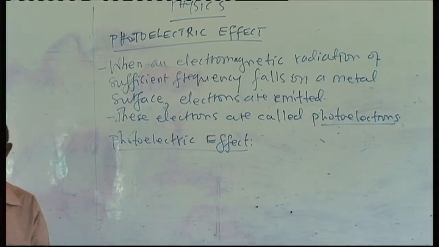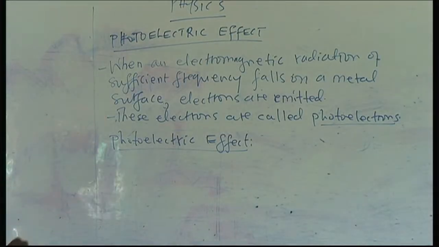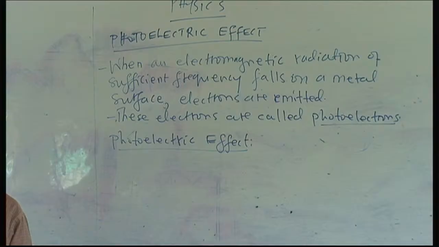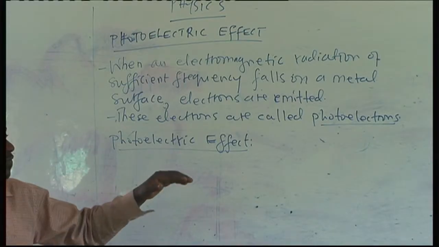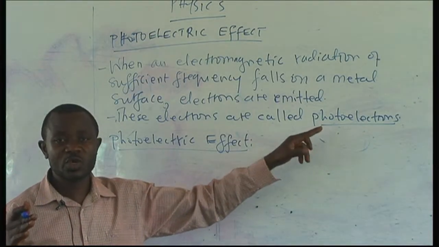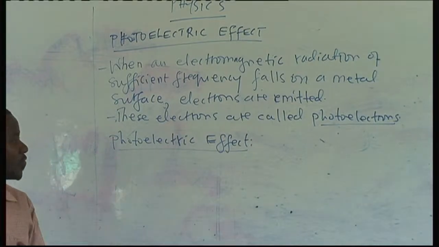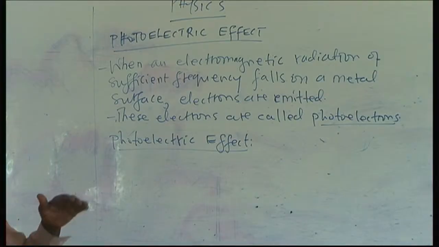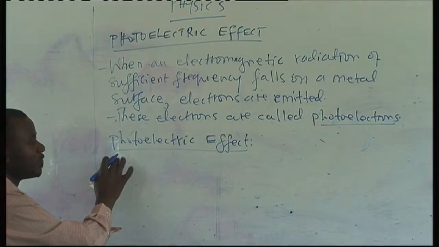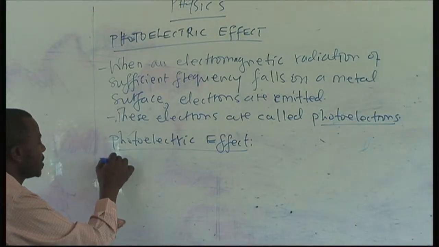So when we talk about photoelectric effects, just like we have said above, when an electromagnetic radiation of sufficient frequency falls on a metal surface, then electrons are going to be emitted. These electrons are called photoelectrons. Now, when we talk of photoelectric effects, here we are referring to a phenomenon in which when light or radiation of sufficient frequency falls on a metal surface, electrons are emitted. So, photoelectric effect is a phenomenon.